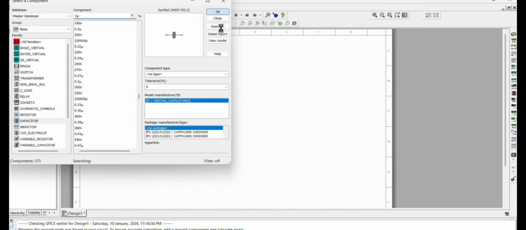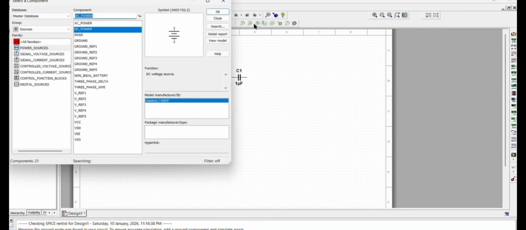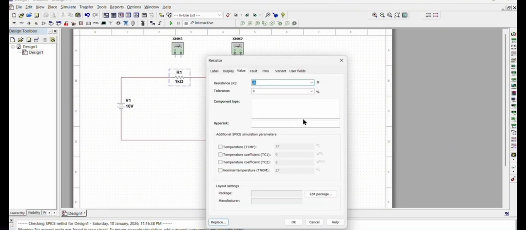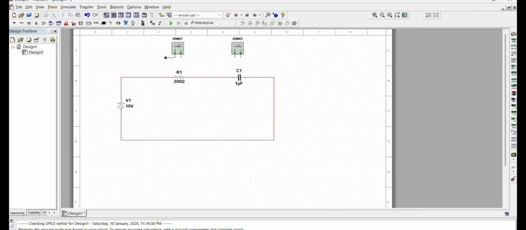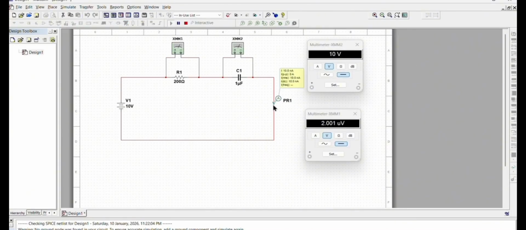Circuit 2, we just repeat the same step like circuit 1, but we adding a capacitor in this circuit 2. Okay, so connect the wire and take the multimeter at R1 and C1 to measure the voltage. Okay, and check the value for each component. Okay, then we have two ways to measure a current. Okay, first we take a probe, and that's the current and voltage value for circuit 2.